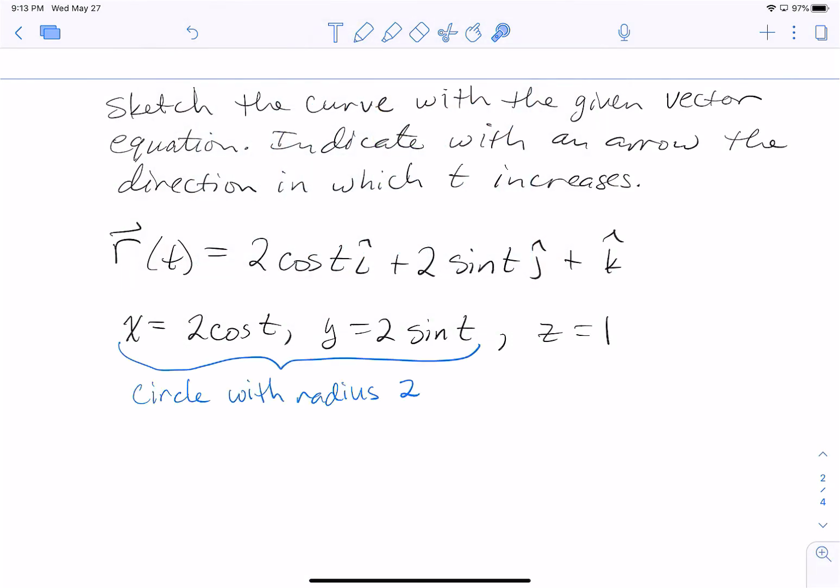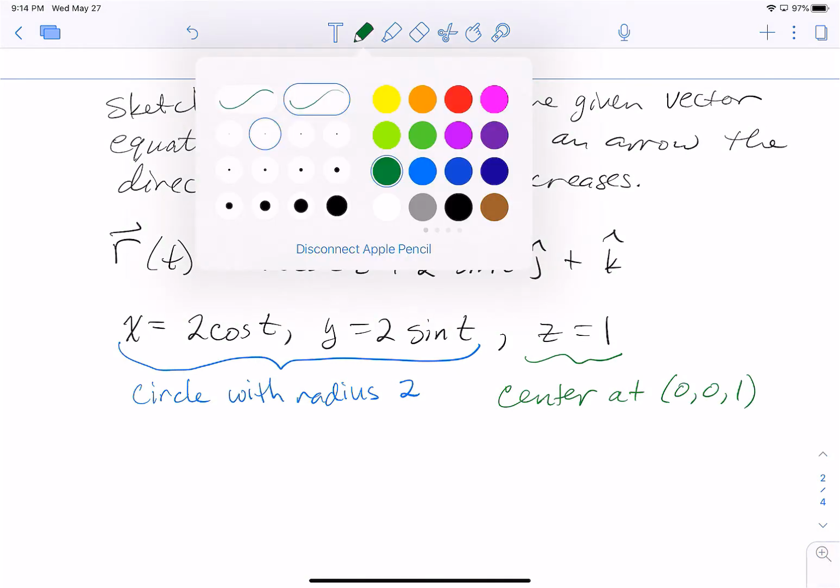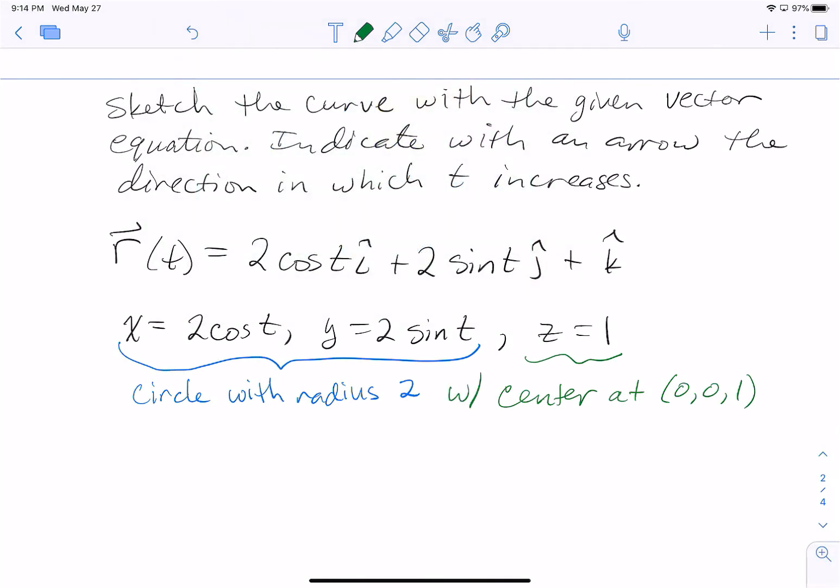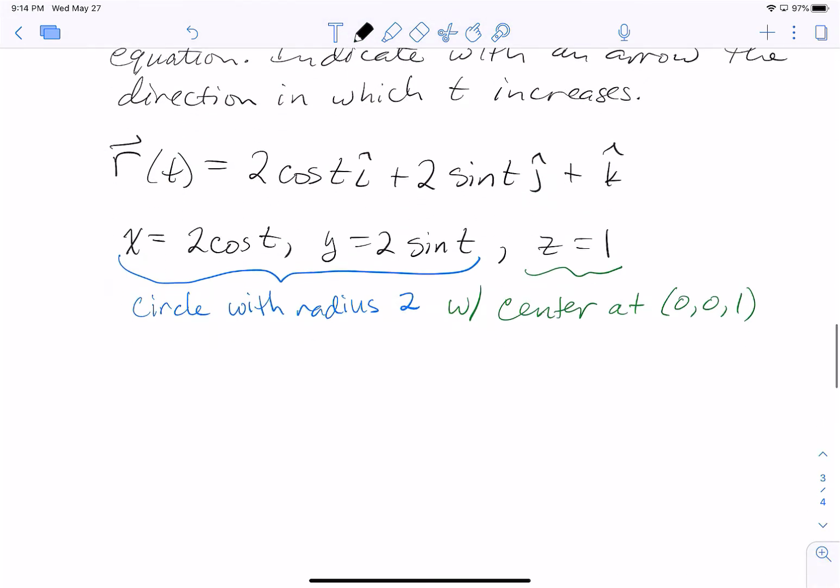Now, I've written down circle with radius 2. I'm not going to write down center at the origin because here our center has been moved up 1 unit in the z direction. And so by bringing in the fact that z is equal to 1, we can say that the center is at 0, 0, 1. So we have this circle of radius 2 floating above the xy plane. Let's see if we can represent that graphically.